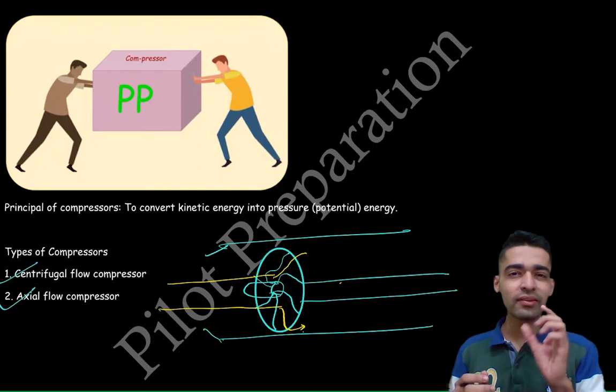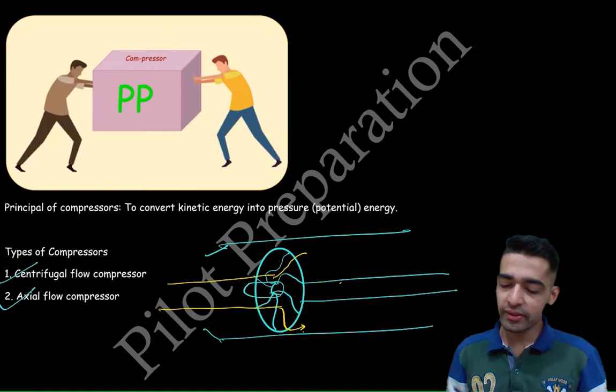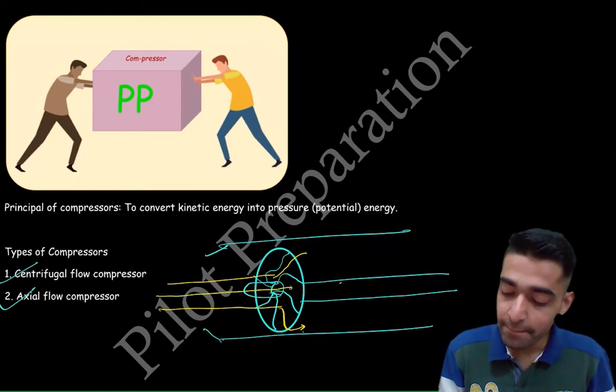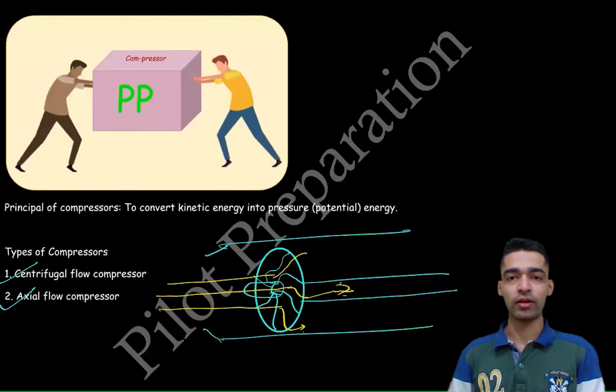So remember this term radially outward, because this comes sometimes for 1 mark. So remember that the air which is coming and hitting the eye of the impeller, this is called the impeller, will go radially outwards through the tip of the compressor and it will go backward.